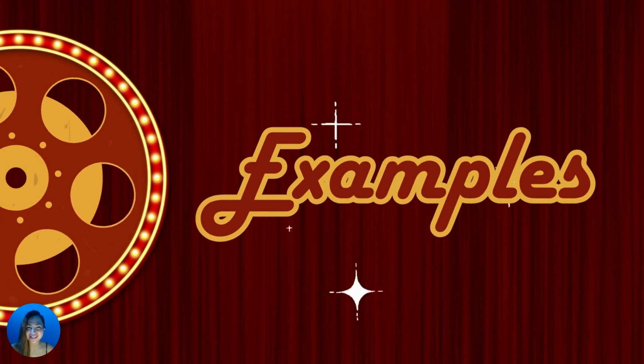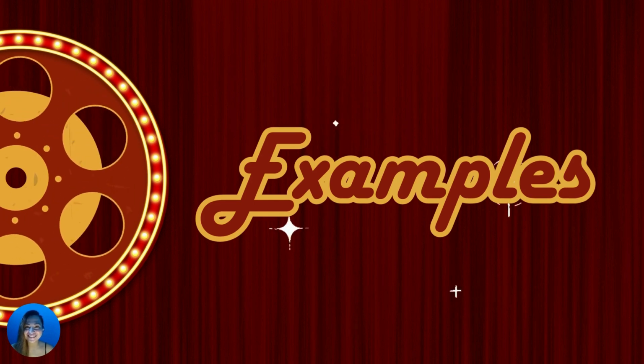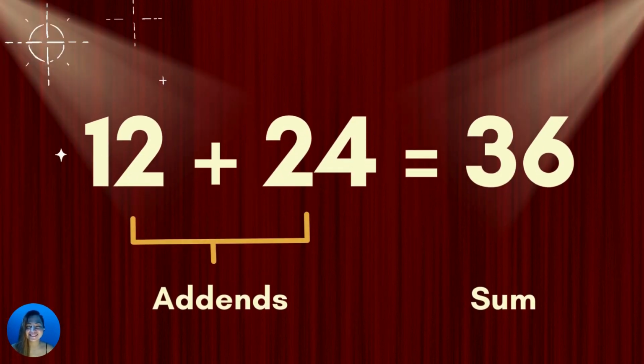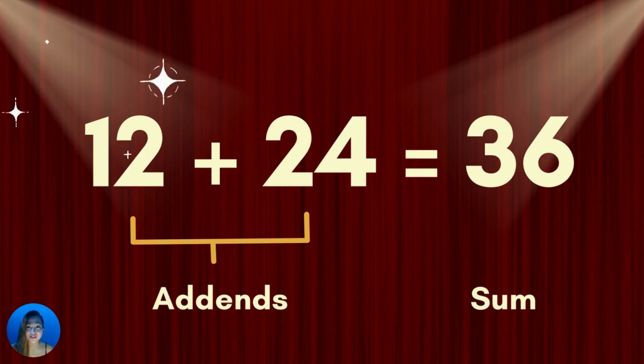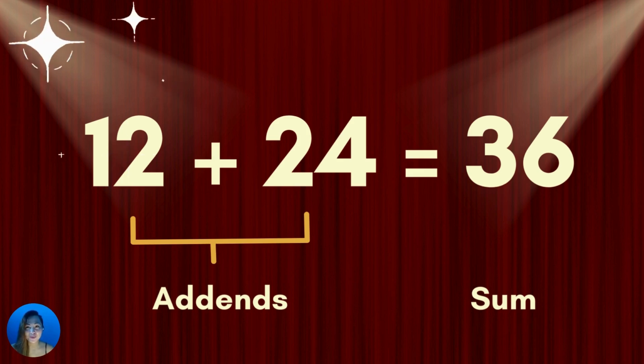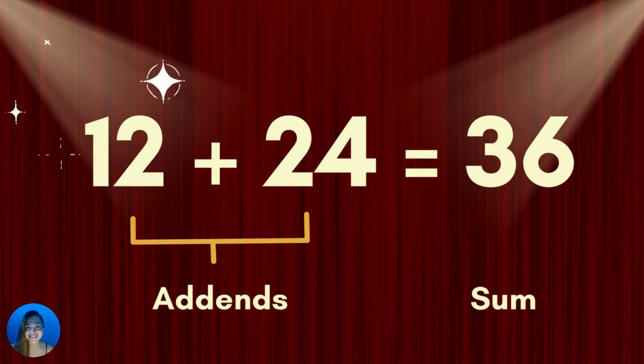Let me give you more examples. Are you excited? 12 + 24 = 36. 12 and 24 are addends, and 36 is the sum. This can be read as 12 + 24 = 36. Or, the sum of 12 and 24 is 36. Or, 12 added to 24 is 36. There's a lot of ways on how to read this mathematical sentence.